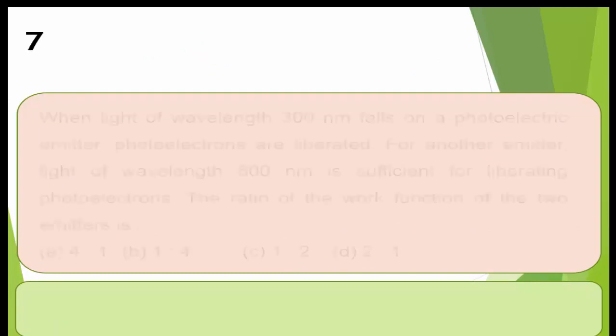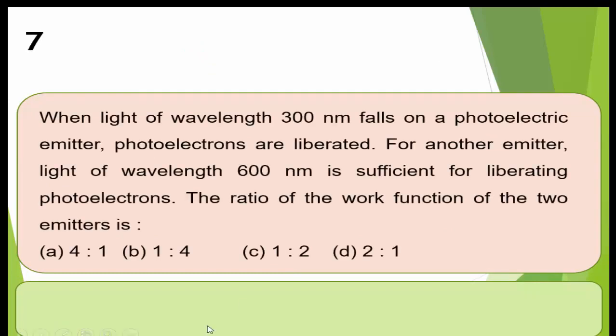And then next question is, when a light of wavelength 300 nanometer falls on a photoelectric emitter, photoelectrons are liberated. For another emitter, light of wavelength 600 nanometer is sufficient for liberating electrons. The ratio of work function of the two emitters.